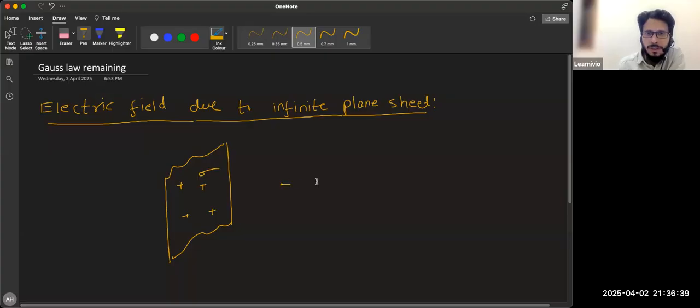So due to the sheet, the direction of field is away from the sheet if it is positive. Also, the field is perpendicular to the sheet. So if your sheet is along the YZ plane, then your electric field is along the x-axis. And the expression of field is sigma by 2 epsilon naught. This is the field.